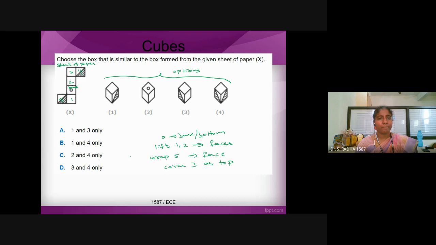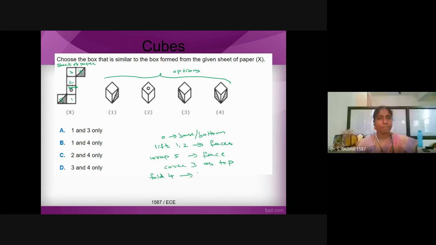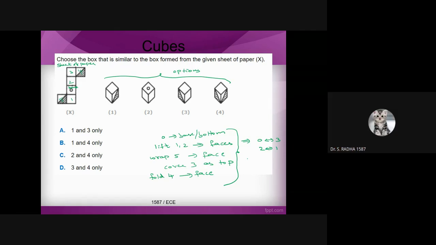then fold 4, it will become a face. By doing all this, the circle and 3 will be opposite, base and top. 2 and 1 are opposite. I am giving numbering so we can understand. And then 5 and 4 are opposite.